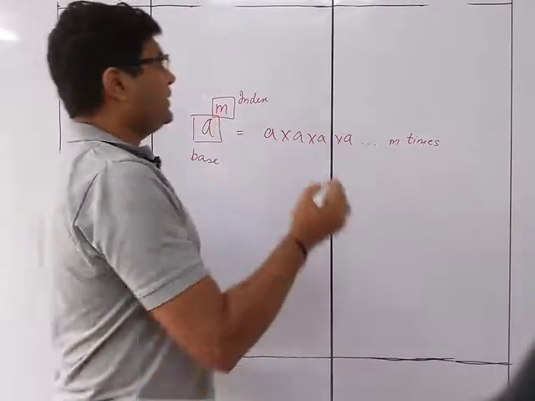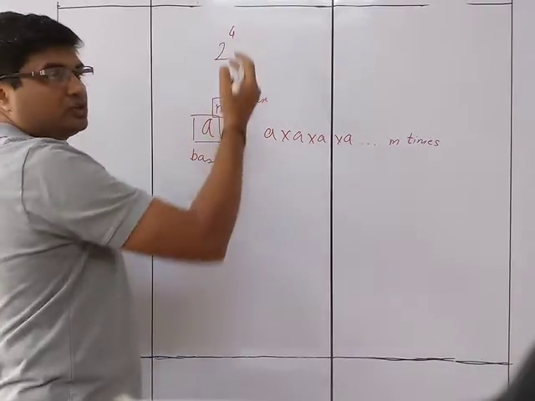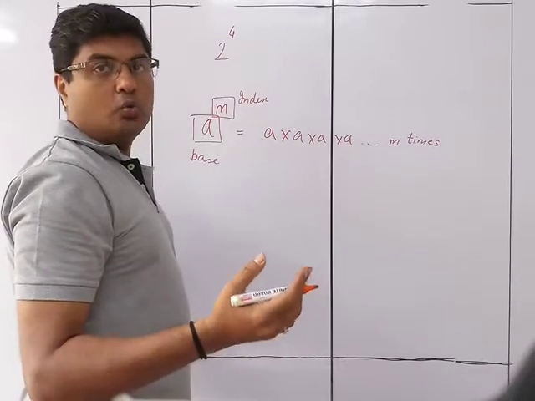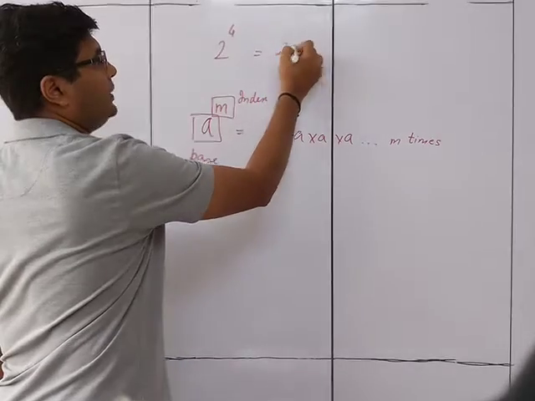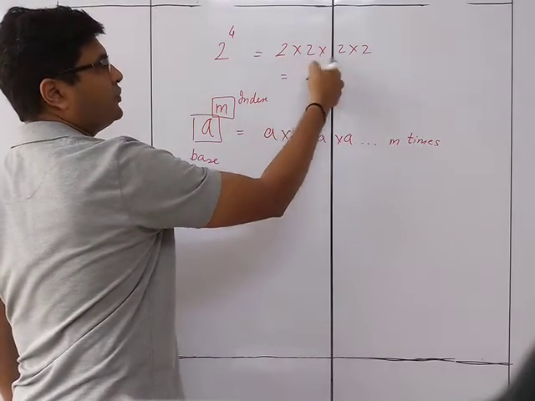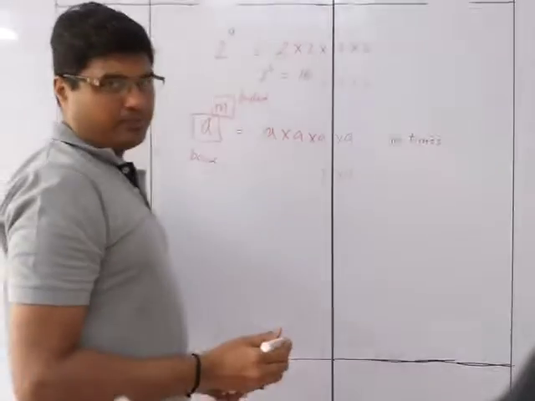So when I write something like 2 raised to 4, I can write 2 exponent 4, 2 raised to the power of 4, 2 with an index 4. But what is the meaning of this? It is just that 2 into 2 into 2 into 2 gave me the answer, 16. So 2 raised to 4 is equal to 16, right?